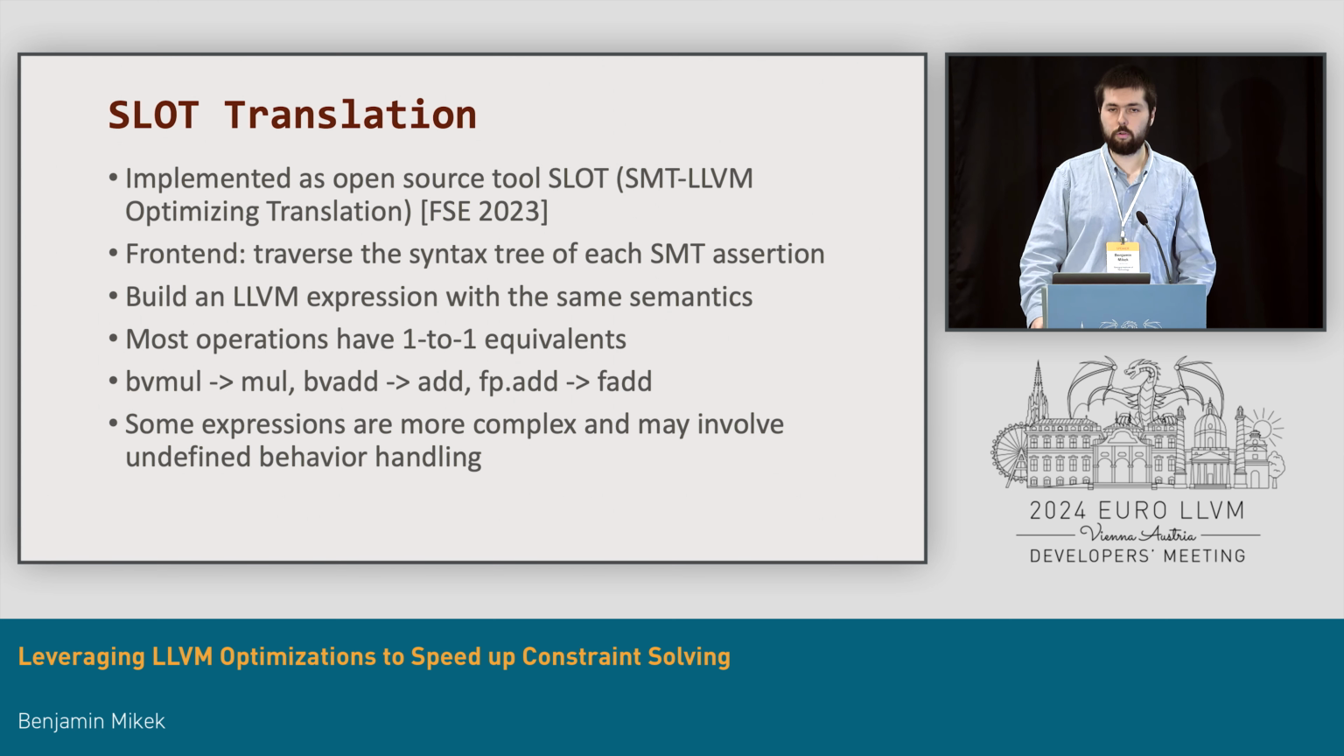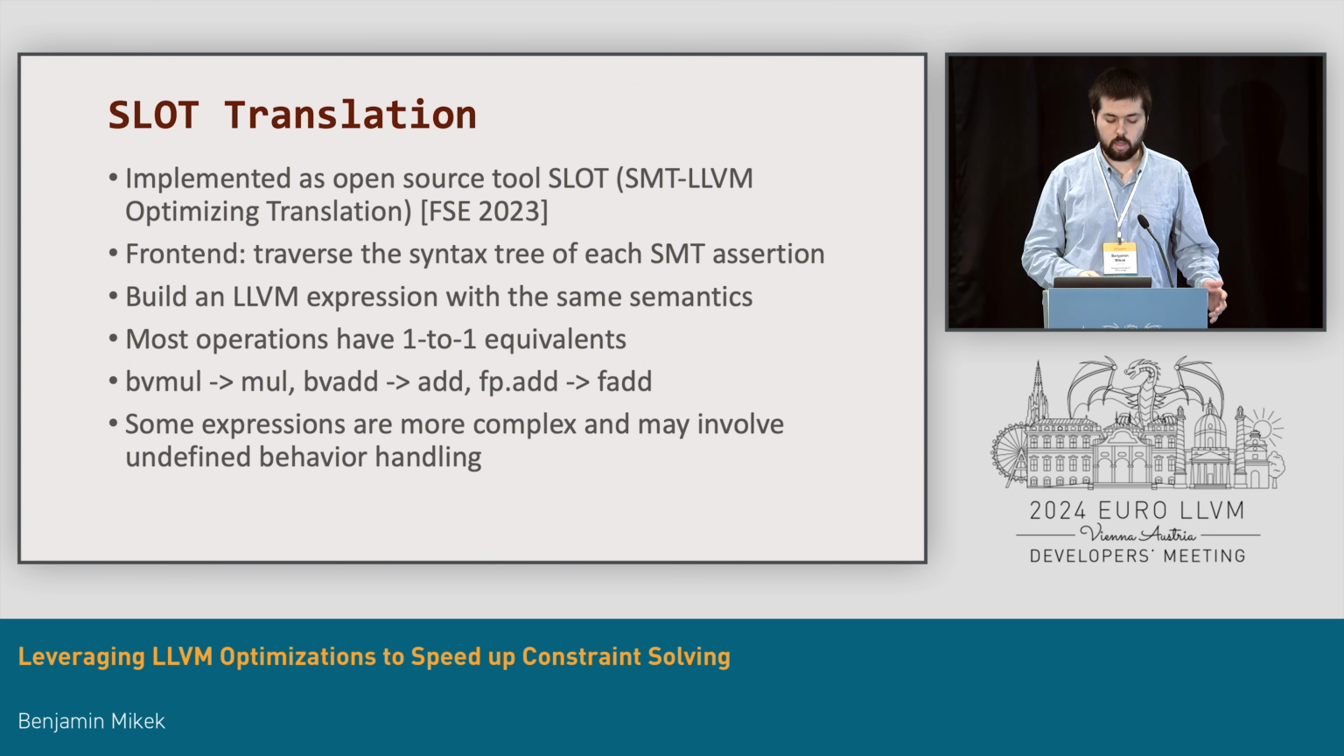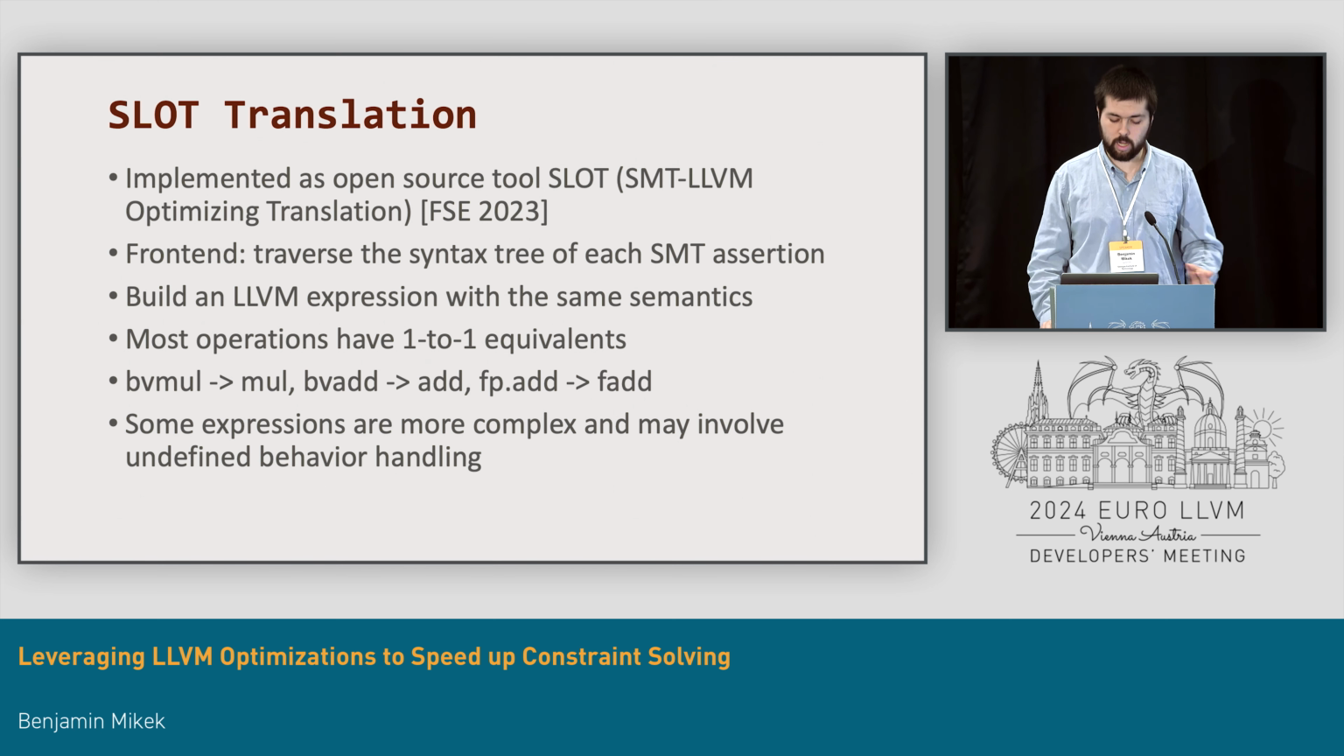So we've implemented this as a tool called SLOT, SMT LLVM Optimizing Translation. The front end works quite simply. We just traverse the syntax tree of the SMT constraint and convert each operation into an LLVM operation one by one. Most of the operations actually have one-to-one equivalence, as we saw in the table on the previous slide. So for example, there's a BV mul operation that gets converted into LLVM multiply, same for addition, same for floating point operations. But there are a few expressions that are more complex and don't have direct equivalence. And there are some operations that are defined in SMT-LIB, but can lead to undefined behavior in LLVM. So we'll have to handle some of those special cases.